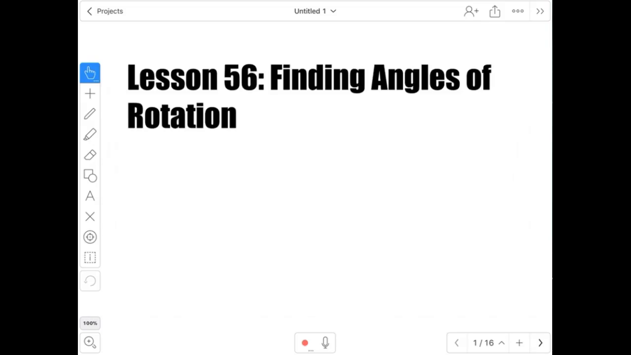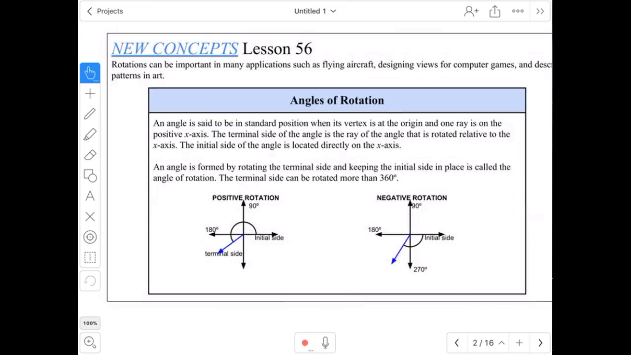Hello. Today we're going to take a look at lesson 56, which is finding angles of rotation. To start right off the bat, whenever we're looking at angles of rotation, we will always have, I'll just use this piece down here as an example, our initial side that will always lay on the positive part of our x-axis, and then whatever kind of ray will give us our angle amount, that will be our terminal side. So those are two words that will go into all of these angles that we're looking at.